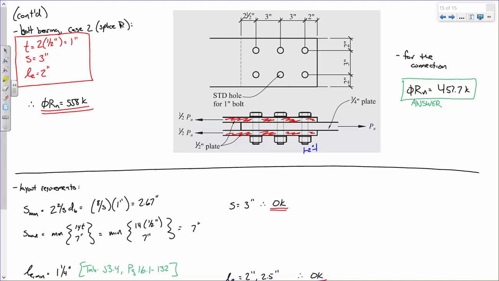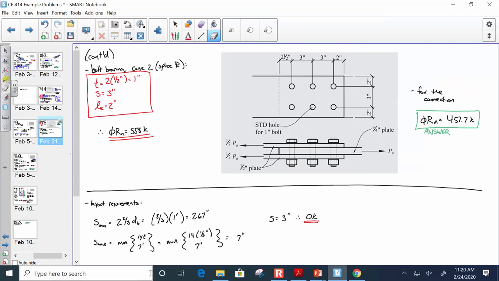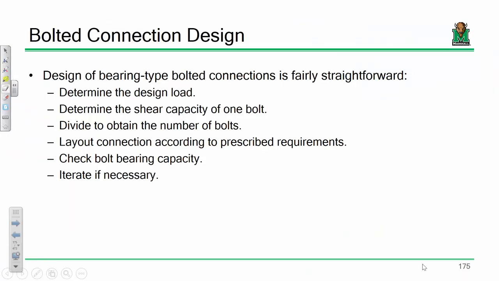All right, is everybody fine on taking a connection, computing its capacity, and checking to see if it meets the spacing and the layout requirements? If you can do that, then you can do design. Design is pretty simple. I don't even have a really formal design procedure written out, because it's pretty simple. We take a connection, we take the load on that connection, and determine the capacity of a single bolt. We look at the shear capacity of a single bolt, and we divide to obtain the number of bolts. Then we say, here's the spacing requirements, here's the edge distance requirements. Let's lay out that connection accordingly, and then check the bolt bearing capacity. And if we don't have enough bolt bearing capacity, there's a couple ways that we can assess that, and that'll become clear momentarily.